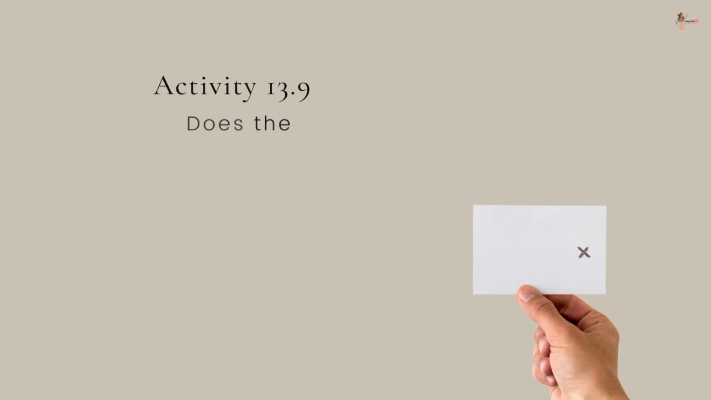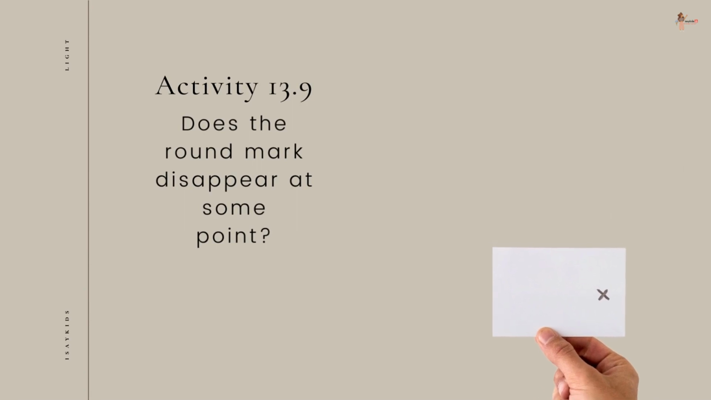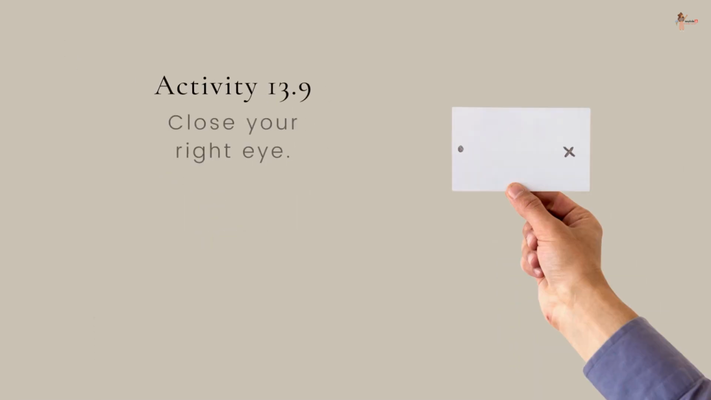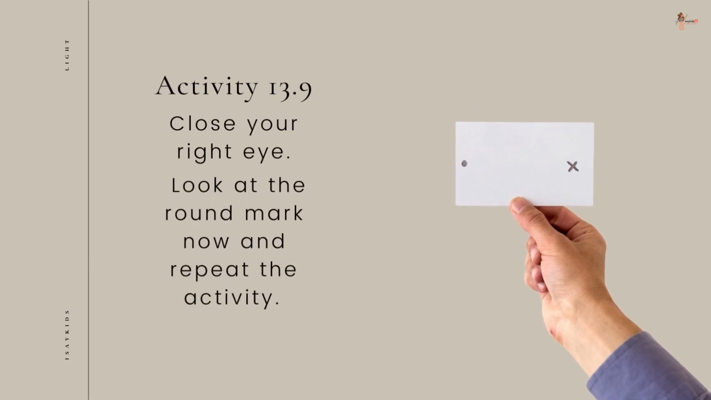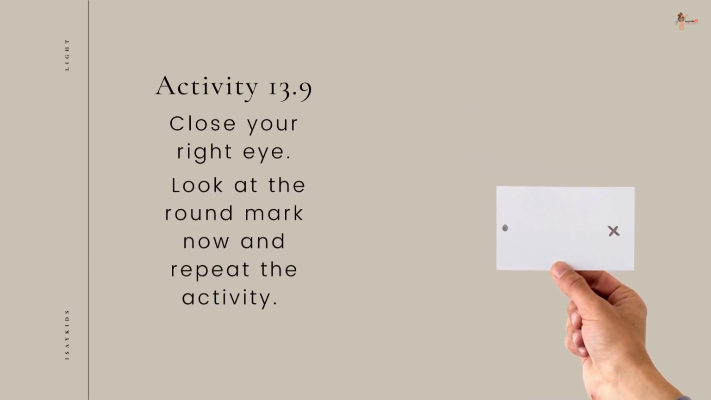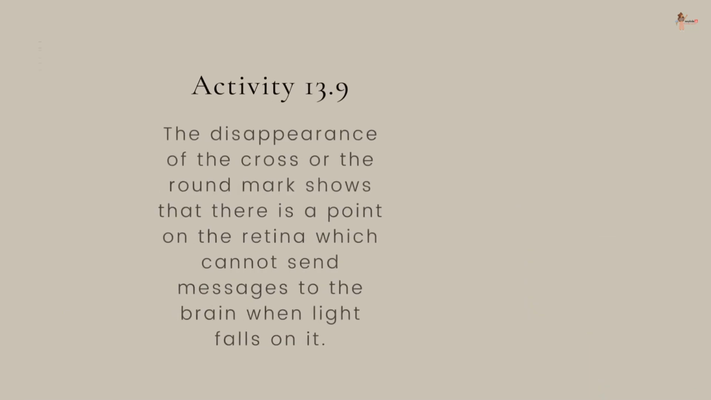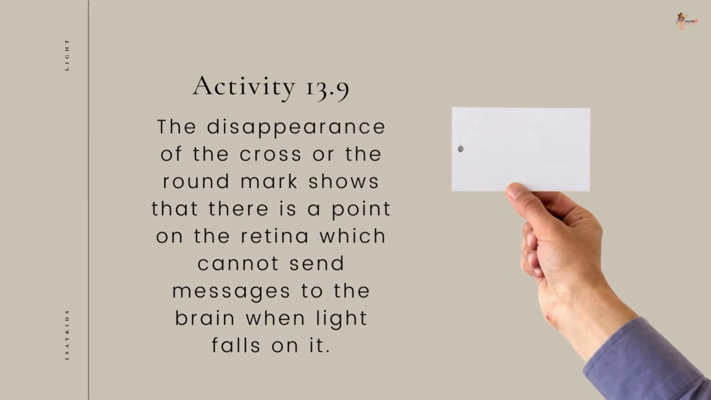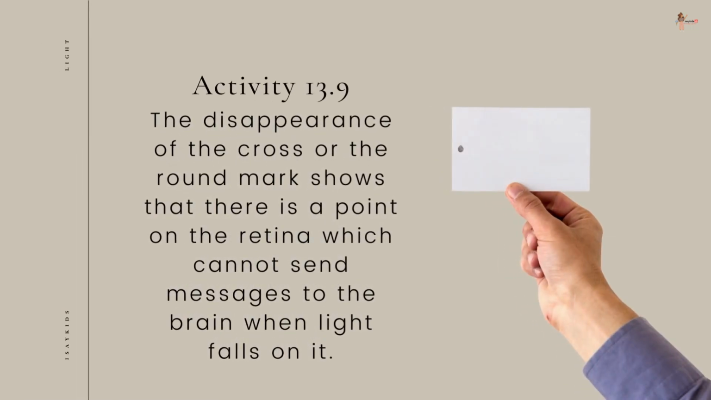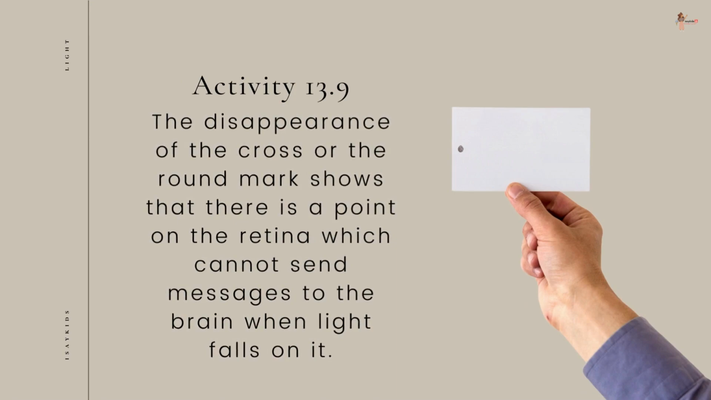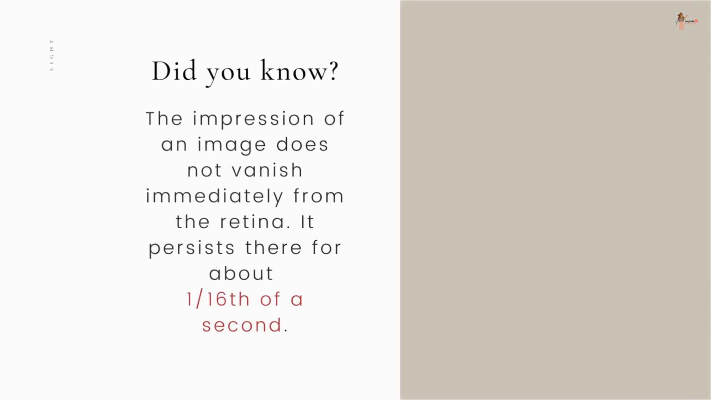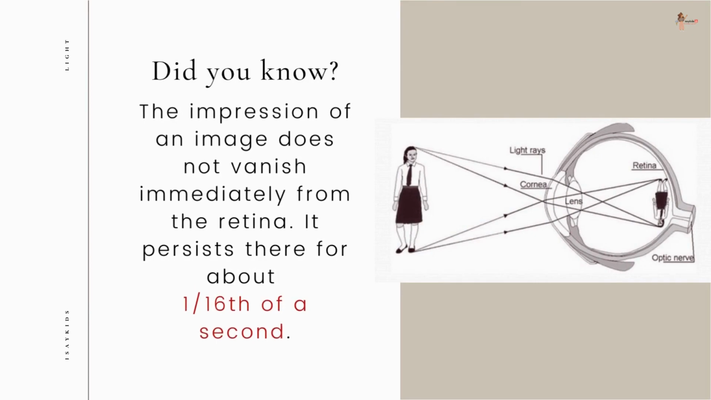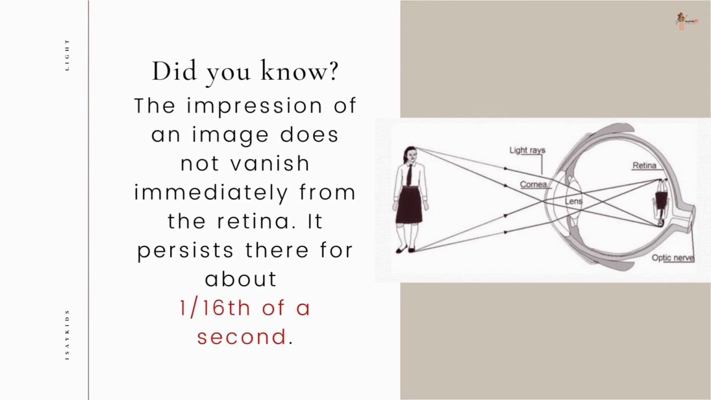What do you find? Does the round mark disappear at some point? Now close your right eye. Look at the round mark now and repeat the activity. Does the cross disappear? The disappearance of the cross or the round mark shows that there is a point on the retina which cannot send messages to the brain when light falls on it. Pretty interesting, right?